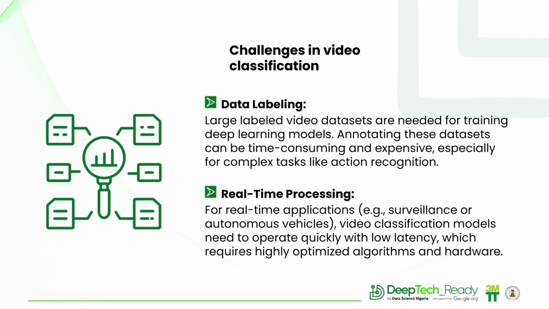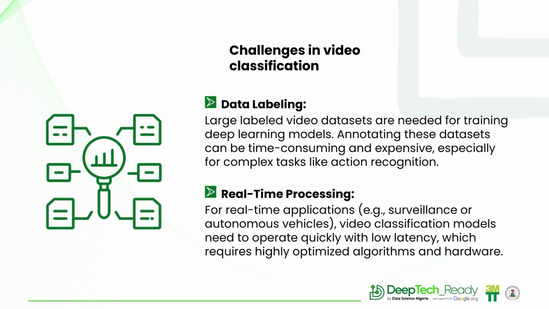Large labeled video datasets are needed for training deep learning models. Annotating datasets can be time consuming and expensive, especially for complex tasks like action recognition. That's the reason why we now have companies like Dataloop and the likes that do a lot of data labeling, because if you want to solve an action recognition problem, you need to do a massive amount of data labeling. There are also companies like Human in the Loop, Scale AI and the likes, that are actually solving these kinds of problems that are quite challenging in the computer vision ecosystem or the AI ecosystem at large.